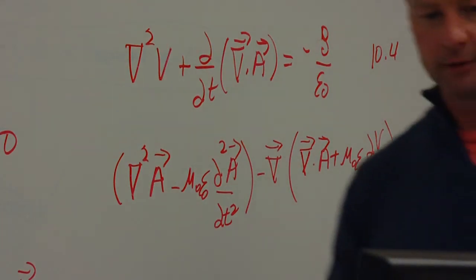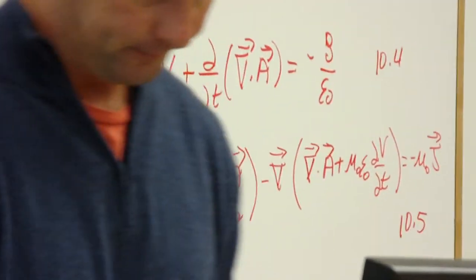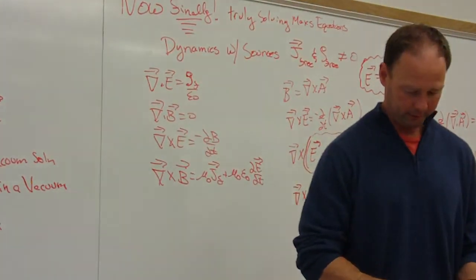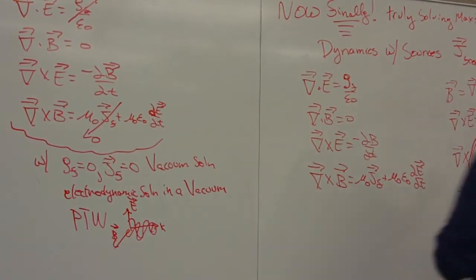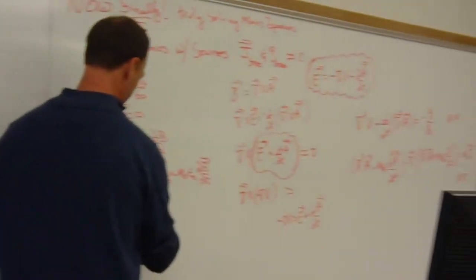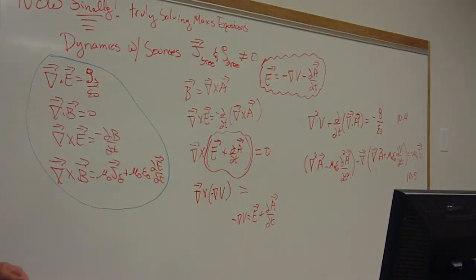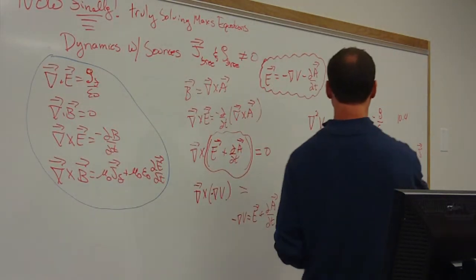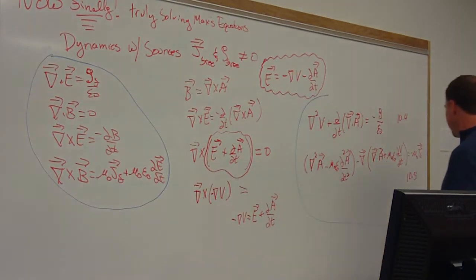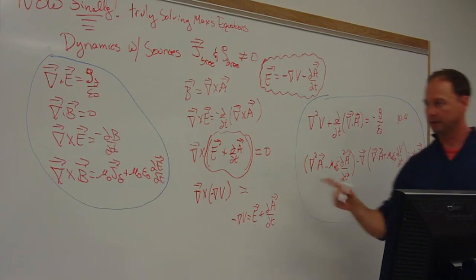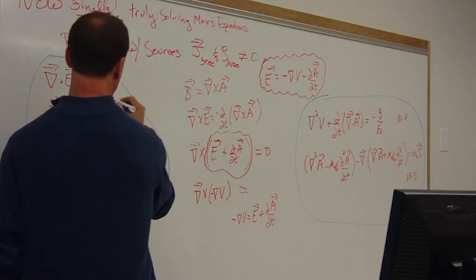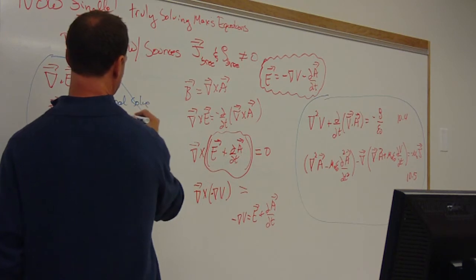Okay, so the significance is as follows. What we've done is, here's what we had to begin with. Our goal was to solve for E and B, right? Now, here's what we're left with. We're left with this, 10.4 and 10.5, where our goal, so here our goal, is to solve for E and B.